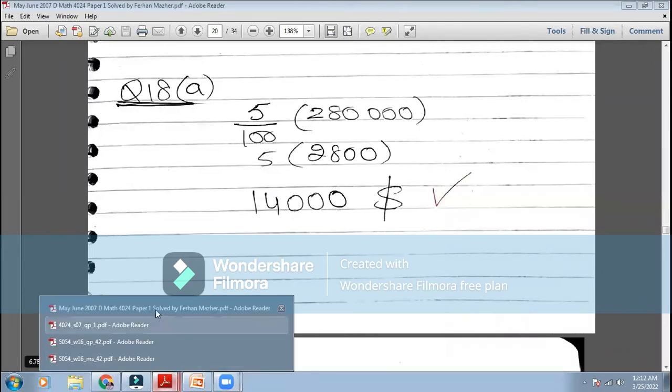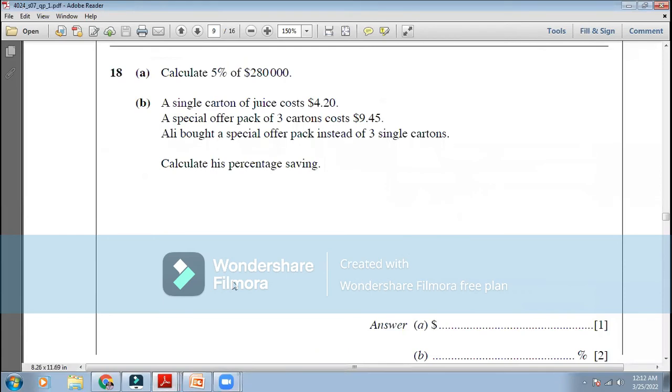So, my dear students, I am back. Due to the internet, the video was interrupted and the call was disconnected. So we were working on May-June 2007, paper 1. We were studying the mathematics syllabus D. We were doing this paper 1, and we were on question number 18.